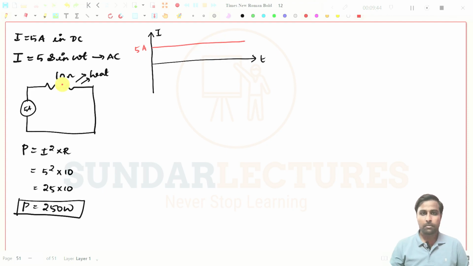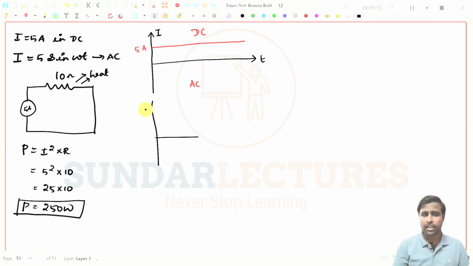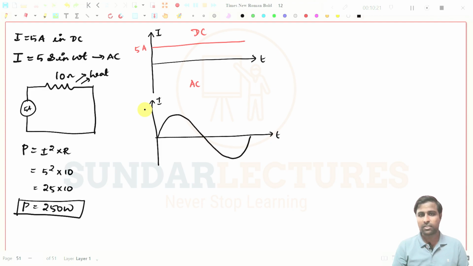So this 10 ohms resistor will always get this 5 amperes of current for all time, for every instant. But this is DC, right? If this is an AC circuit now, an AC source, with 5 amperes, that means this current I is equal to 5 sine omega t. What happens now? If I draw the graph, with this as the time axis and this as the current axis, then it will be like this.